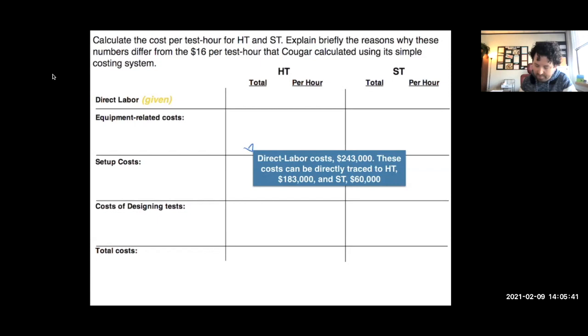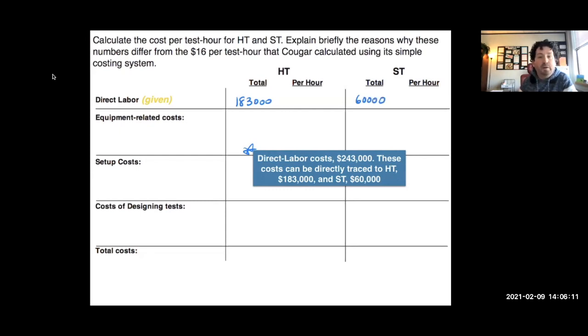So I brought the pertinent information here in this little blue box. This is just direct labor. We're going to do these in pieces. Right now we're just doing the direct labor part. They tell us that total direct labor is $240,000. That's total. These costs can be directly traced to heat test and stress test. So $183,000 is going directly to heat tests, and $60,000 is going directly to stress tests.